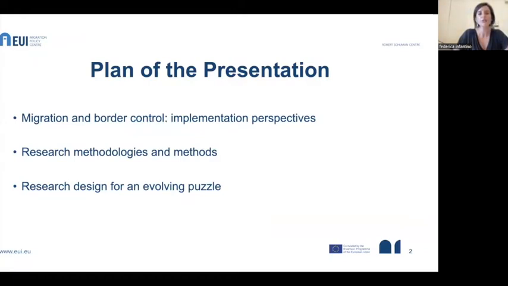Then I'd like to make some clarifications about methodologies and methods. So what is the difference between methodologies and methods? And then I will give you an example about research design and how the research design can also affect the questions you ask during your research, and how these questions and the puzzle of your research can evolve because you choose a certain research design.